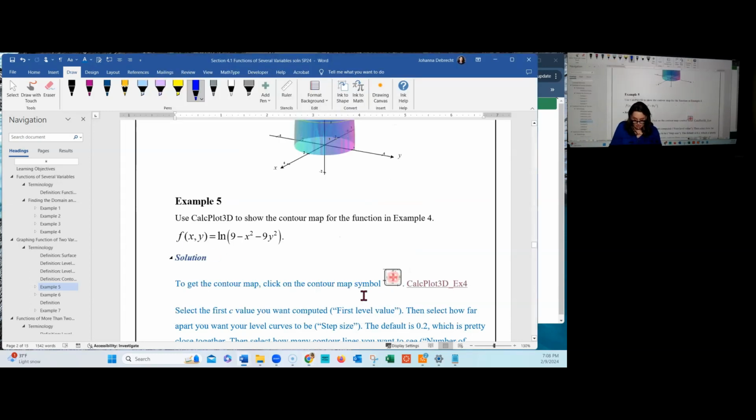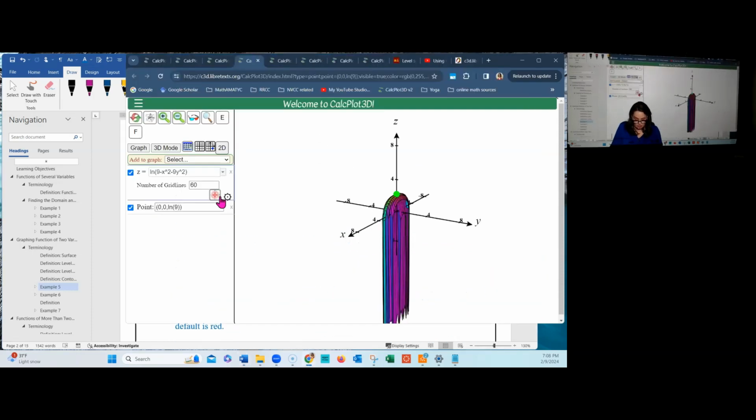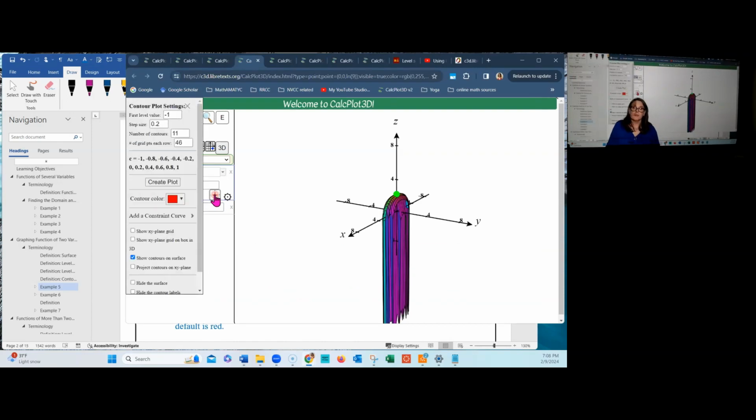If I have that there, how can I produce some level curves? I want to click on the contour map symbol, which looks like a series of concentric circles, 4 of them on a graph. Let's go ahead and take a look at that now. I'm going to click on this symbol right here, and it's going to open up a side menu. The first level curve is going to be the first value that it allows z to be. Default is set at -1.